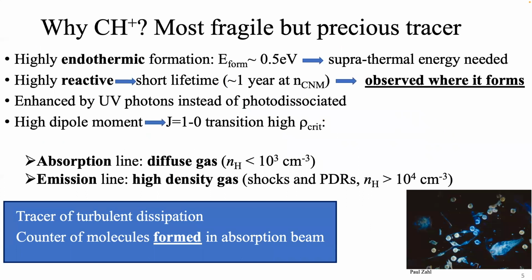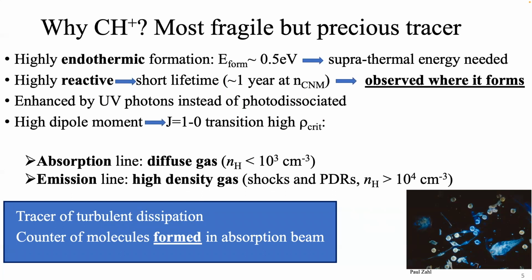So why CH+? This is because it is a very precious tracer due to its unique properties. It has a highly endothermic formation, so we need suprathermal energy to form these molecules, such as turbulent energy. It is highly reactive, so it has a very short lifetime. This means that we can only observe it where it forms. And unlike most molecules, it is enhanced by UV photons instead of photodissociated.